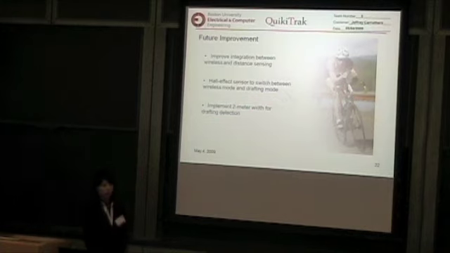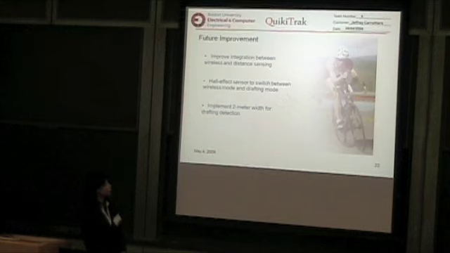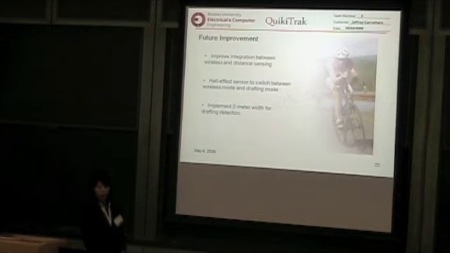Future improvement. We suggest that the future team improve the integration between wireless and distance sensing module, because they interrupt with each other. We're using a switch to switch between the wireless code and drafting mode. Another improvement is to use a Hall effect sensor instead of a switch, so the user doesn't have to manually flip the switch.